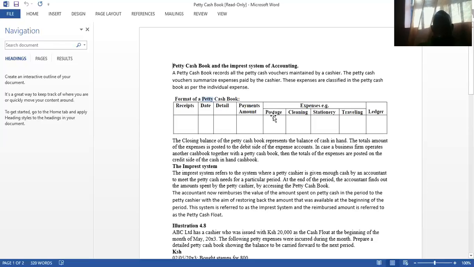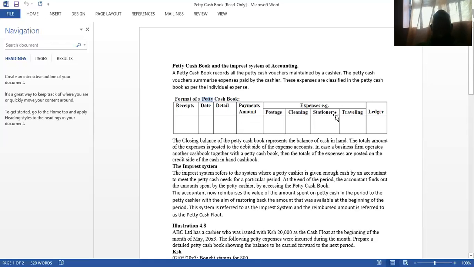and here we have the expenses columns. In this case, any expense that is touching on postage is recorded here, any expense touching on cleaning is put here, any expense touching on stationery is recorded here, any expense touching on traveling here, and the ledger column is normally used to record transactions involving payment of creditors for maybe the petty jobs that have been done in the business. I want to illustrate that.